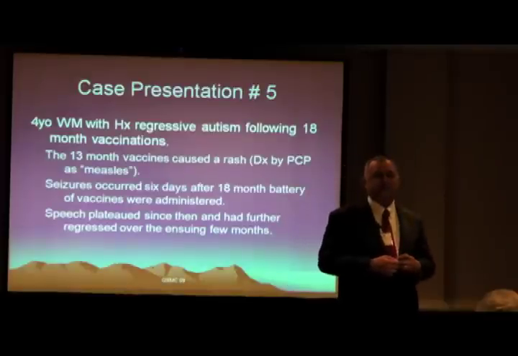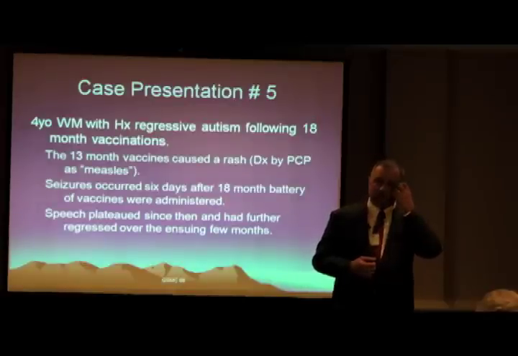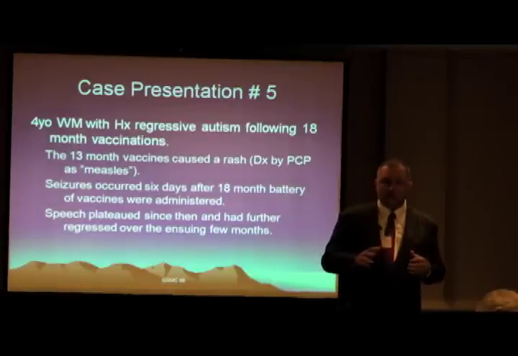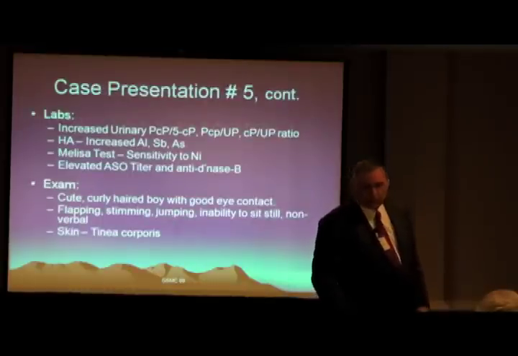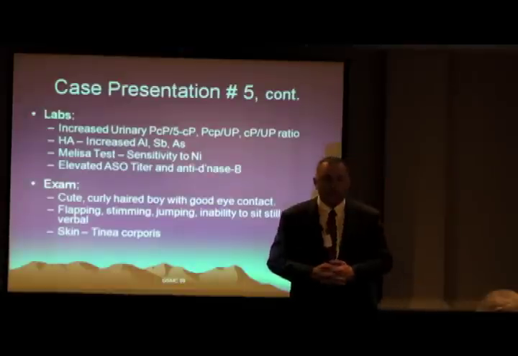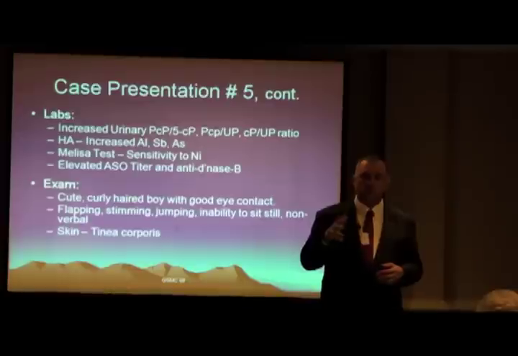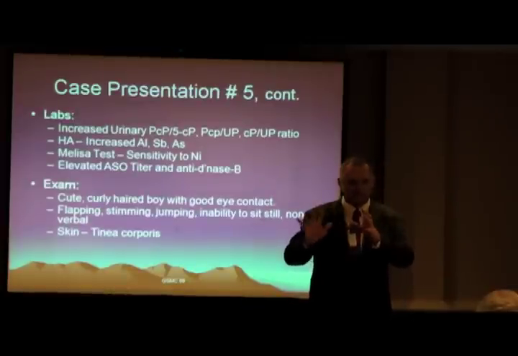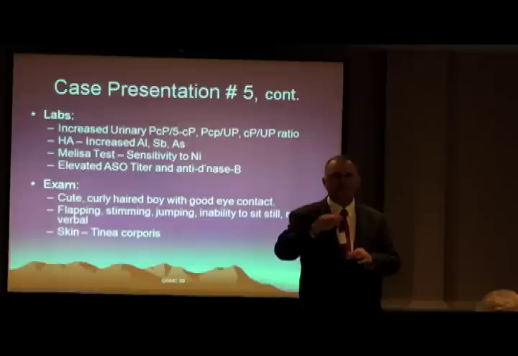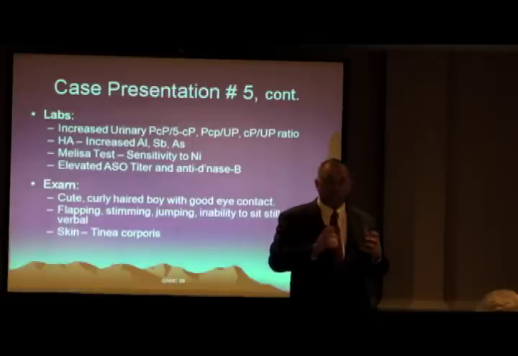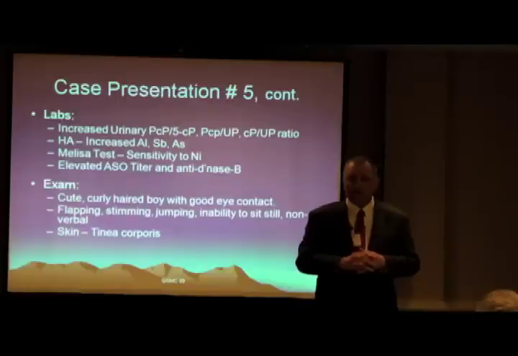Seizures occurred 6 days after the 18-month battery of vaccinations were administered. His speech plateaued since then, and he had further regression over the ensuing few months. His lab showed an increase in the pre-coproporphyrin, 5-coproporphyrin, the pre-coproporphyrin europorphyrin, and the coproporphyrin europorphyrin ratios. These have to do with the porphyrin test that identify specific toxic influences on some of the enzymes involved in porphyrin synthesis. His hair analysis showed elevated aluminum, antimony, and arsenic.